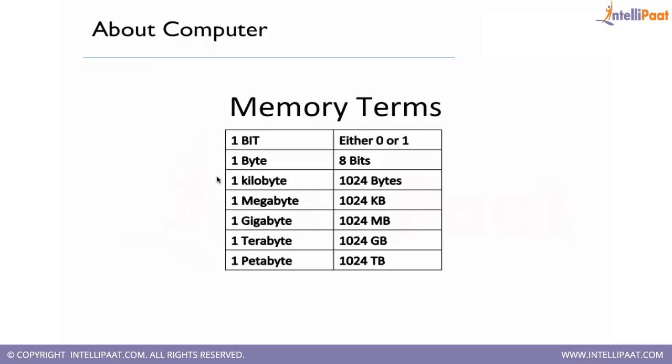So, memory terms. Here is 1 bit, which is either 0 or 1. Then 1 byte consists of 8 bits. 1 kilobyte consists of 1024 bytes. 1 megabyte consists of 1024 KB. 1 GB consists of 1024 MB, 1 TB consists of 1024 GB, and 1 petabyte consists of 1024 TB.